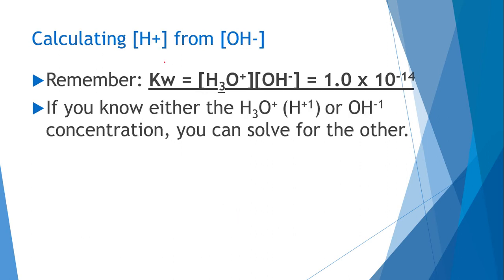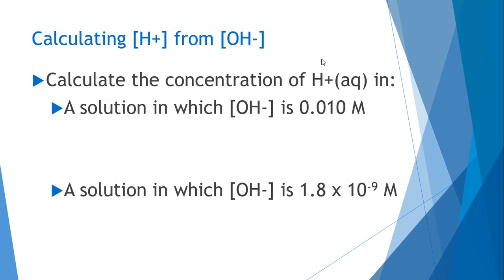Now going on, we can calculate our H plus concentration if we're given our OH and vice versa. So remember our equation. Hydronium, which is still the same thing as H plus, they're used interchangeably, and hydroxide are going to equal 1.0 times 10 to the -14th. And if you know either one, you can solve for the other. So here I have a couple examples. Calculate the concentration of a hydrogen ion in a solution in which the hydroxide is going to be 0.010 molarity.